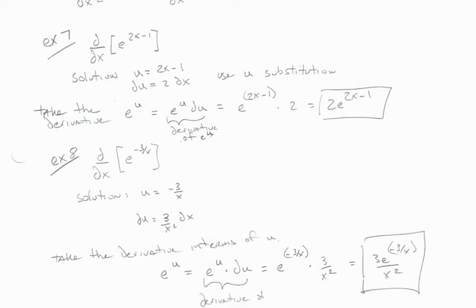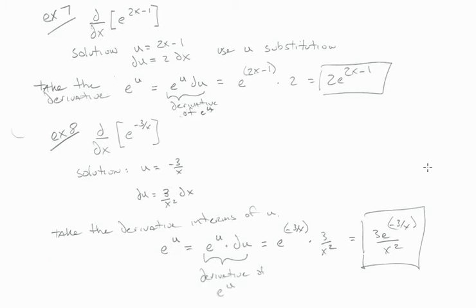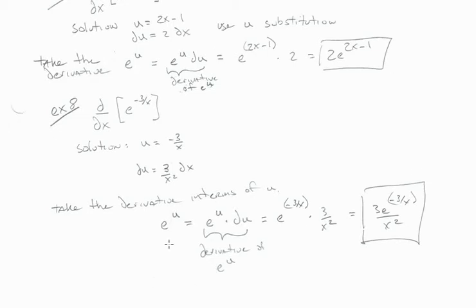We have the derivative with respect to x of e to the negative 3 over x. For simplicity, we'll use U-Substitution again. U is going to be negative 3 over x. Du is 3 over x squared. So now we know how to take the derivative of e to the u. We rewrite that as e to the u. The derivative of e to the u is e to the u times du.